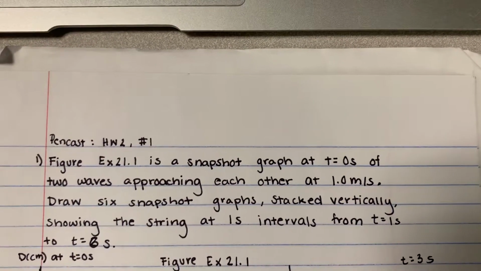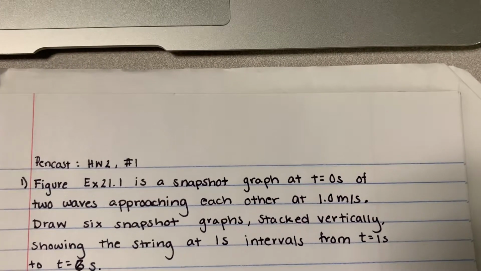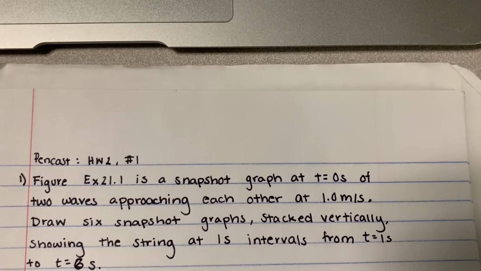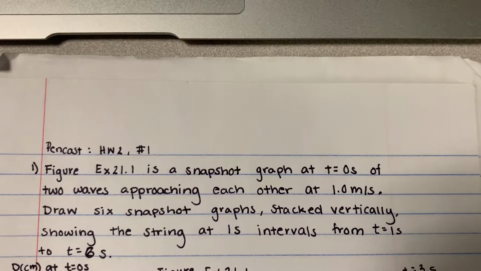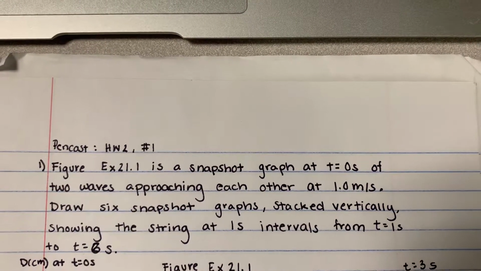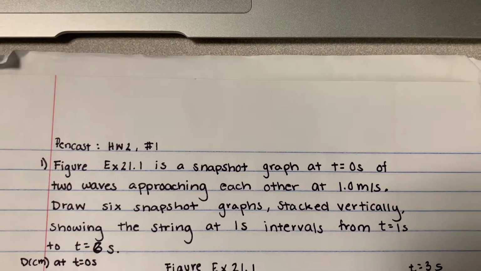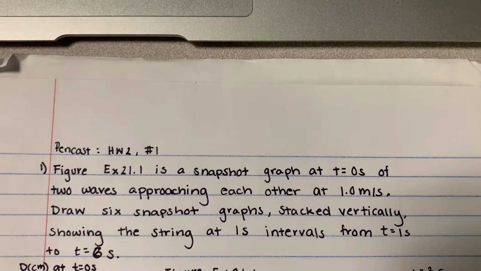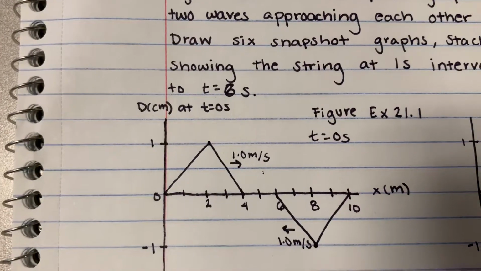Okay, this question is homework 2, number 1, and it says figure example 21.1 is a snapshot graph at t equals 0 seconds of two waves approaching each other at 1 meter per second. Draw 6 snapshot graphs stacked vertically, showing the string at 1 second intervals from t equals 1 second to t equals 6 seconds. So this is the graph that they give you.